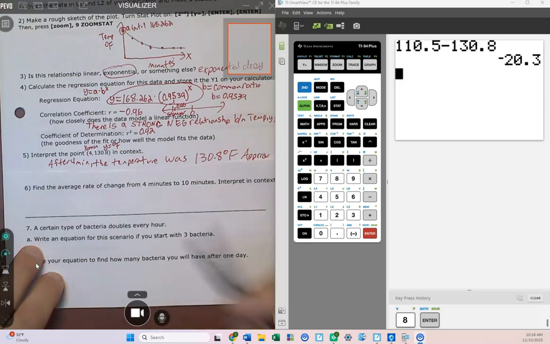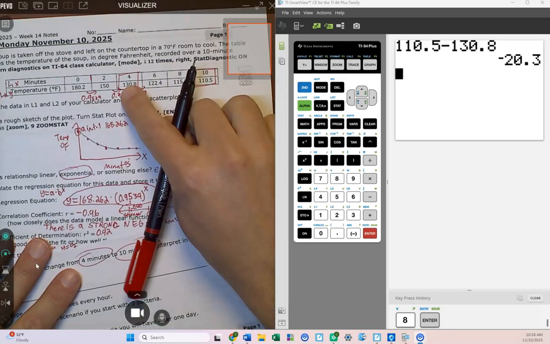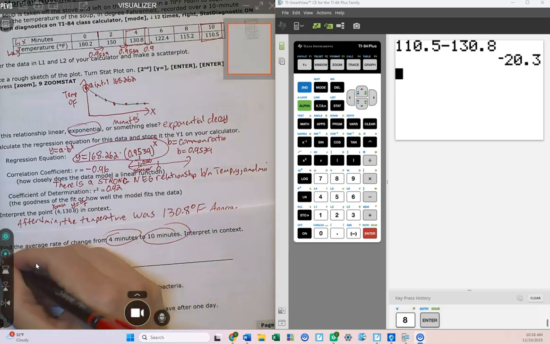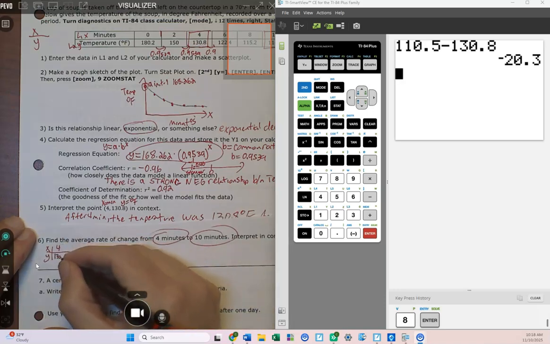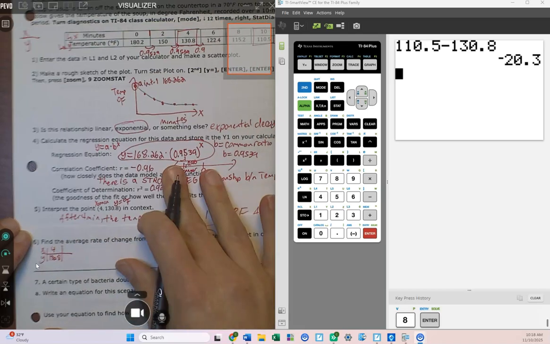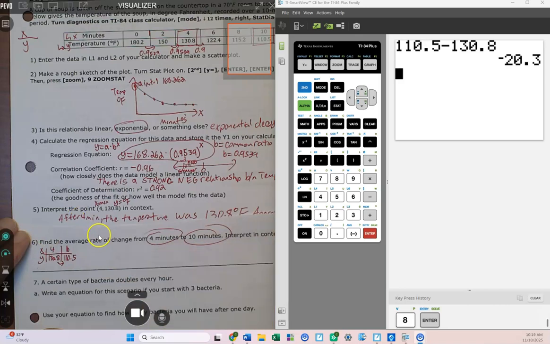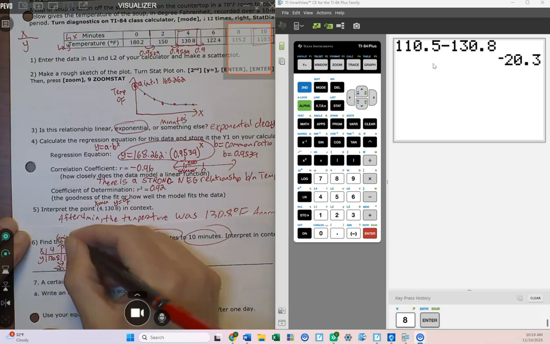Okay, here we are. Find the average rate of change from 4 minutes to 10 minutes. This is always on the state test. So we're going to take these 2 points. We're going to make an XY table. So I need 130.8 degrees. And I need 110.5. Okay, if you don't know how much that went down, you can just do 110.5 minus the original. So it's negative. And that took 6 minutes for it to drop that much.